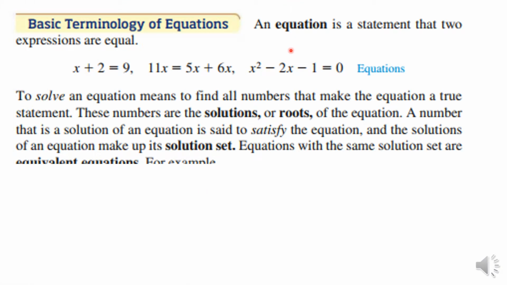An equation has an equal sign in it and has unknown variables, in this case x's across this. If we're solving an equation, we want to find all numbers that we could substitute for x that make it true. These numbers are solutions or roots of the equation, and if you talk about the set of all those, you call it a solution set.